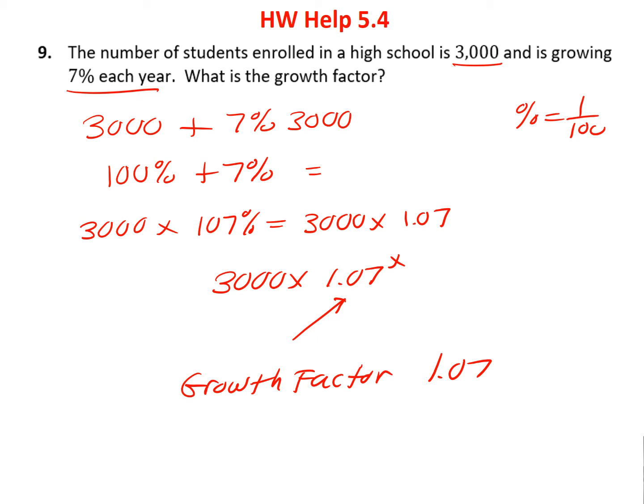The way to think about the growth factor again is it increases 7%, so you get your 100% back and you add 107% to it like we saw here. And that gives you your growth factor, put in a decimal, 1.07.